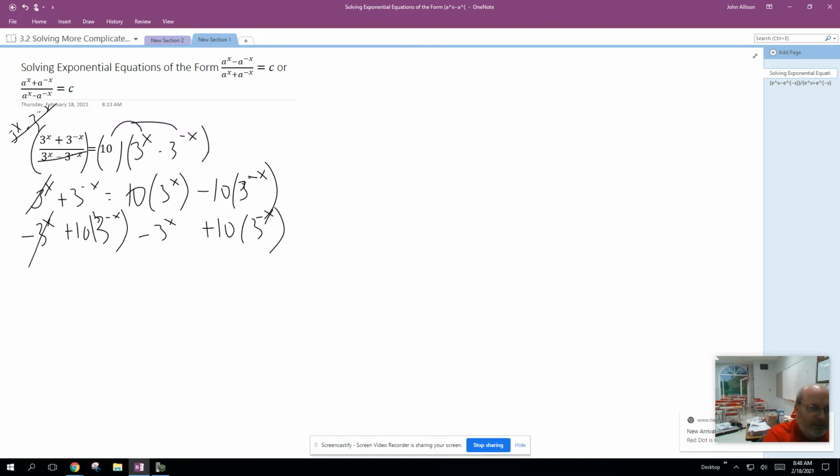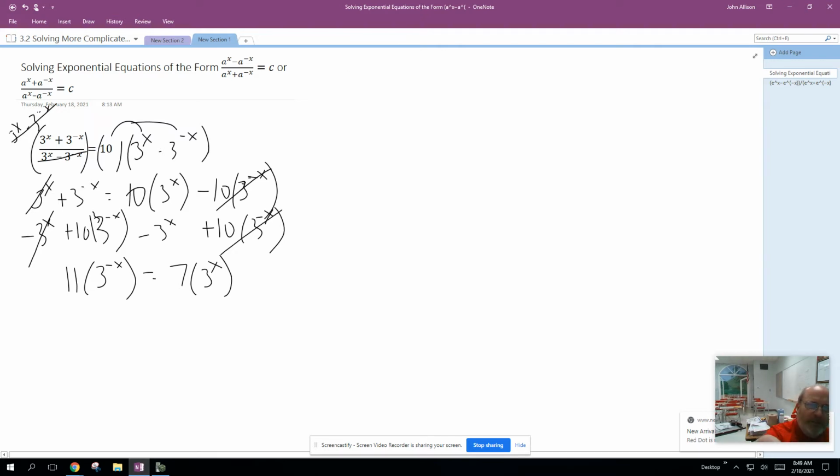These cancel. This leaves me 1 times 3 to the negative x plus 10 times 3 to the negative x, which is 11 times 3 to the negative x. That was supposed to be equals. Oh, no, that was minus. There it is. So then I have my 10 times 3 to the x minus 3 to the x leaves me 7 times 3 to the x. And these cancel also.